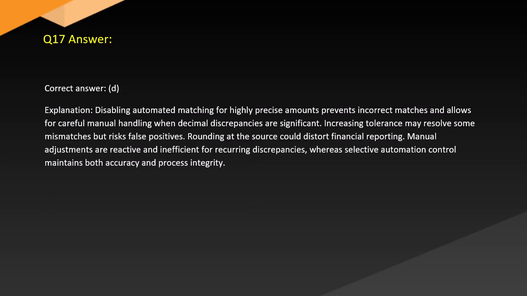Answer. Correct answer: D. Explanation. Disabling automated matching for highly precise amounts prevents incorrect matches and allows for careful manual handling when decimal discrepancies are significant. Increasing tolerance may resolve some mismatches but risks false positives. Rounding at the source could distort financial reporting. Manual adjustments are reactive and inefficient for recurring discrepancies, whereas selective automation control maintains accuracy and process integrity.